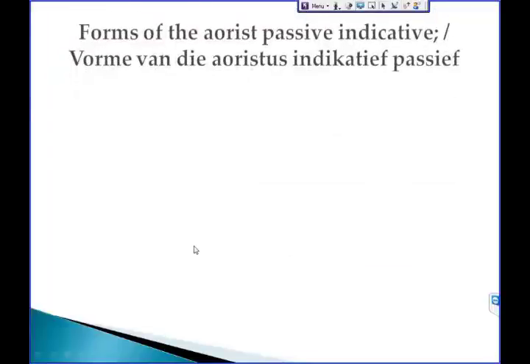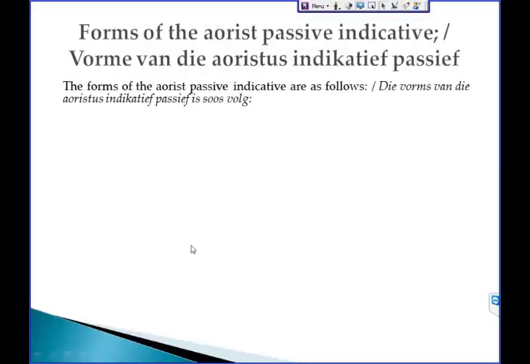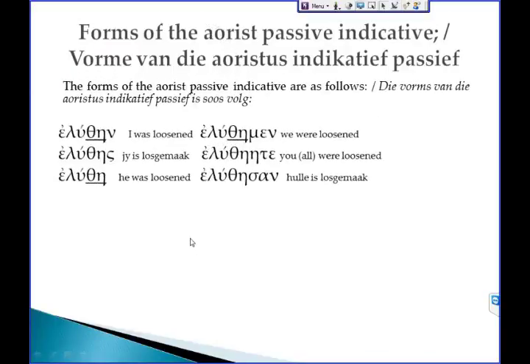And let's look at the forms of the aorist passive. The forms of the aorist passive indicative are as follows. Let's look at how we form them. We have eluthen. I underlined the suffix just to show that that is the marker.